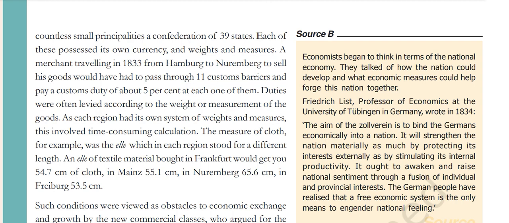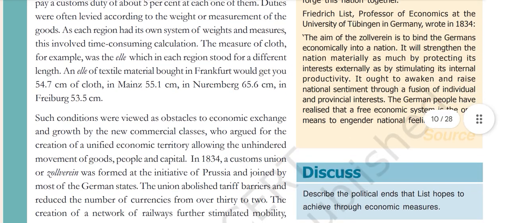An elle of textile material bought in Frankfurt would get you 54.7 centimeters of cloth. In Mainz, 55.1 centimeters. In Nuremberg, 65.6 centimeters. In Freiburg, 53.5 centimeters. Such conditions were viewed as obstacles to economic exchange and growth by the new commercial classes, who argued for the creation of a unified economic territory, allowing the unhindered movement of goods, people and capital.